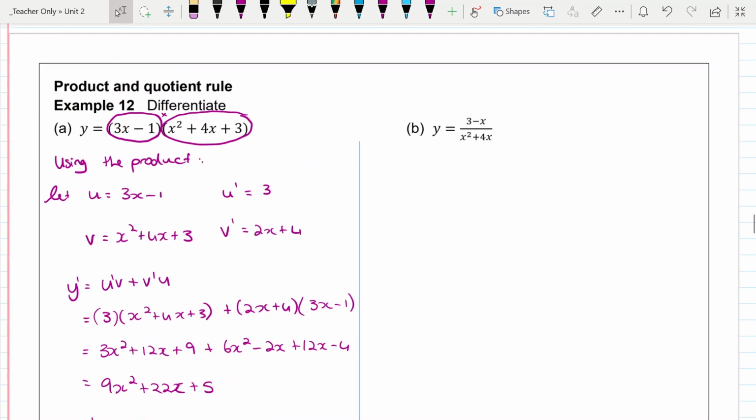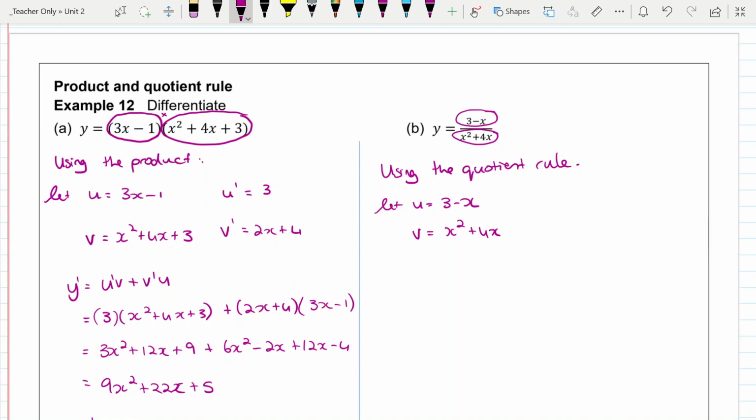Alright, let's have a look at the quotient rule. Now the word quotient always refers to division. So look here, I'm dividing two different functions and both of them have got x in them. So when I'm doing that, I can say using the quotient rule. And I'm going to make u my numerator and v my denominator. So let u equal 3 take x, and let v equal x squared plus 4x.